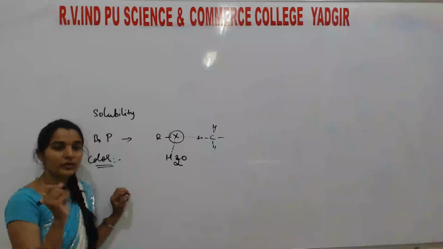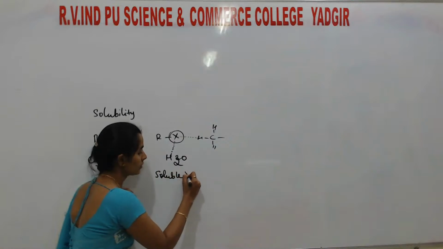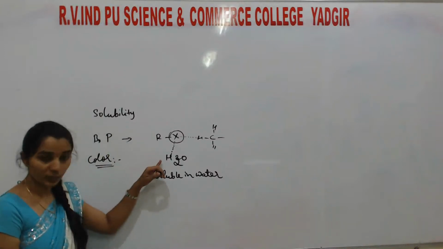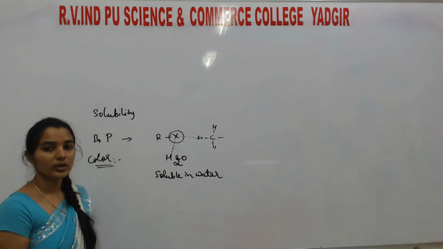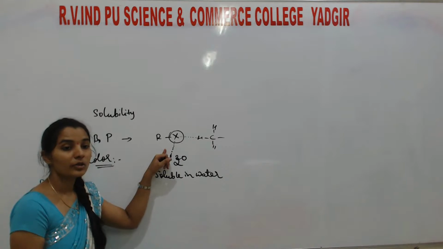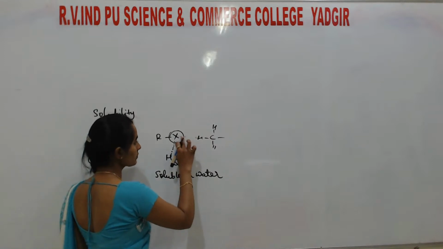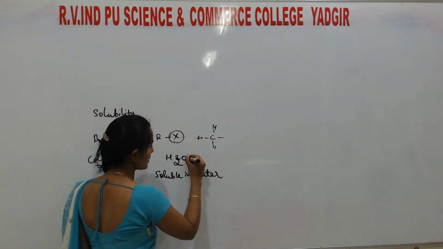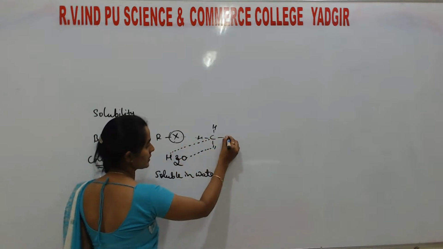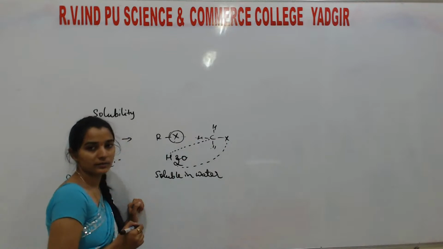If any molecule forms a hydrogen bond with water, that is soluble in water. If any molecule has the capacity to form a hydrogen bond with the water molecule, then of course it is soluble in water. As we know, it forms an intermolecular hydrogen bond. Inter means in between two molecules. Here, since X is highly electronegative, another hydrogen may form a bond with this X.